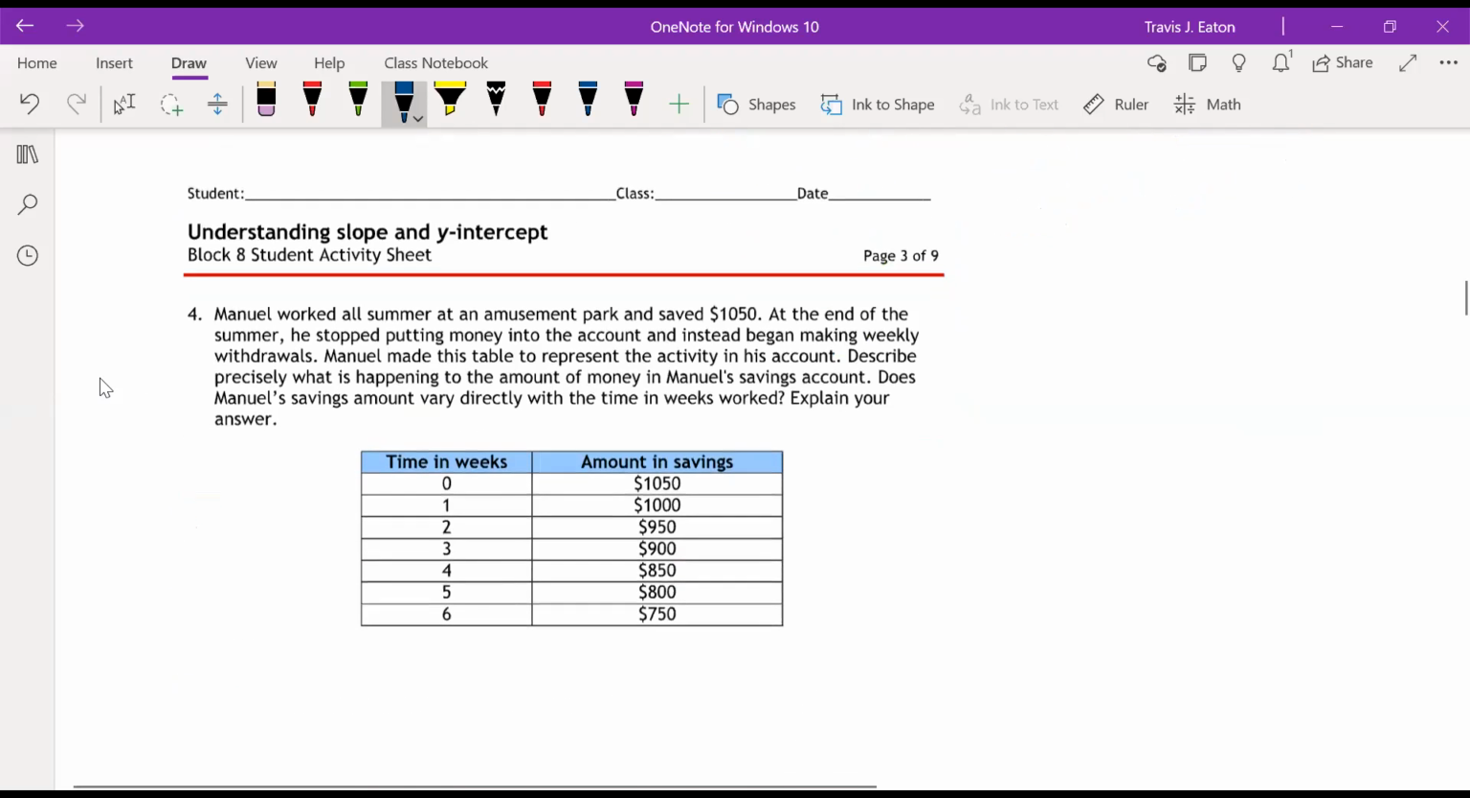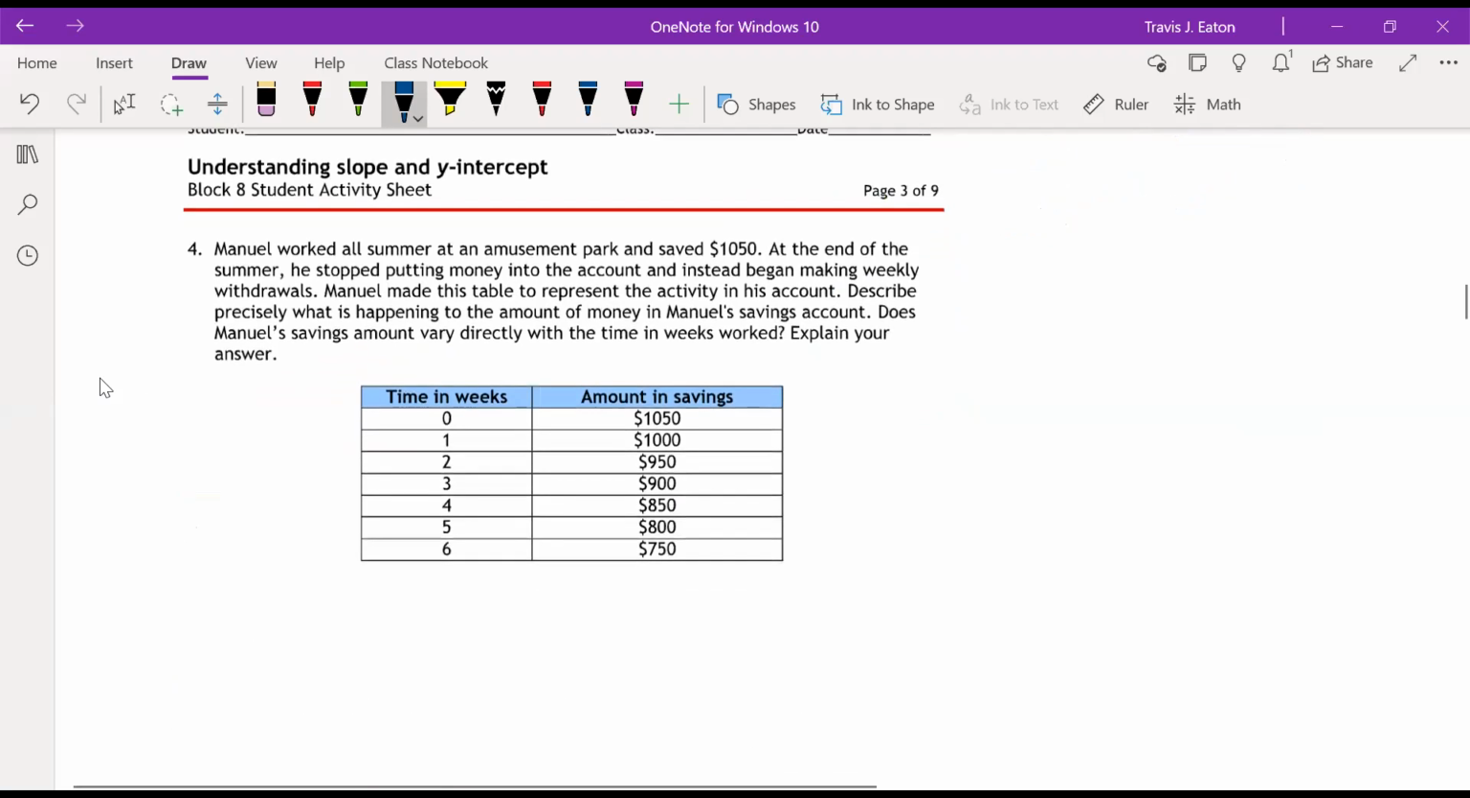Moving on to question 4. Manuel worked all summer at an amusement park and saved $1,050. At the end of the summer, he stopped putting money into the account and instead began making weekly withdrawals. Manuel made this table to represent the activity in his account. Describe precisely what is happening to the amount of money in Manuel's savings account. Does Manuel's savings amount vary directly with the time in weeks worked?